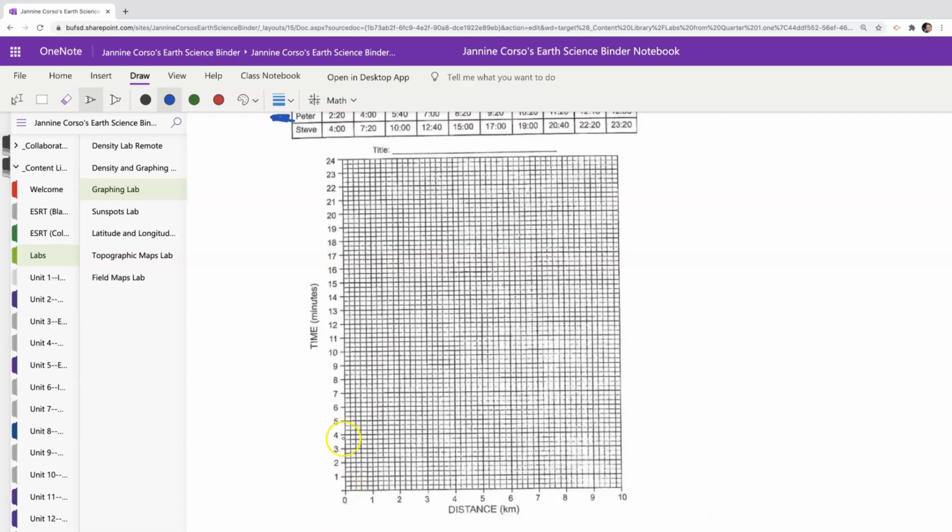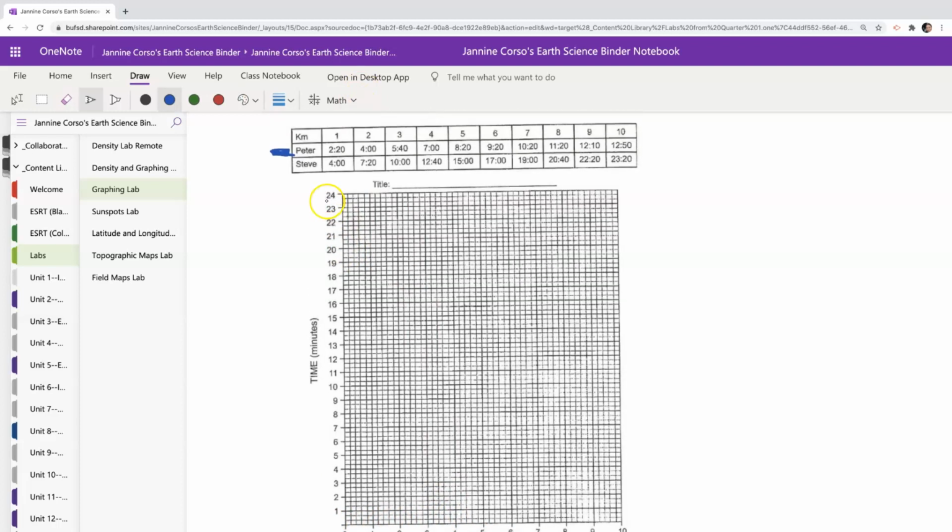Okay, if we look at the y-axis here, the lines are going up by 20 seconds. So this would be 0. This would be 20 seconds, 40 seconds, 1 minute, 1 minute and 20, 1 minute and 40, 2 minutes, and so on. Now, across your x-axis, you have distance. This is going to be 1 kilometer, 2 kilometers, 3 kilometers, and so on.